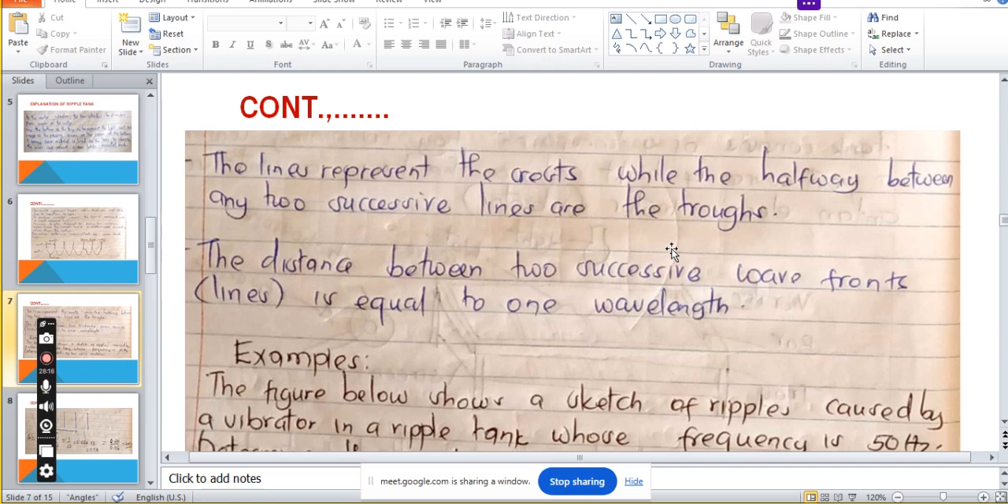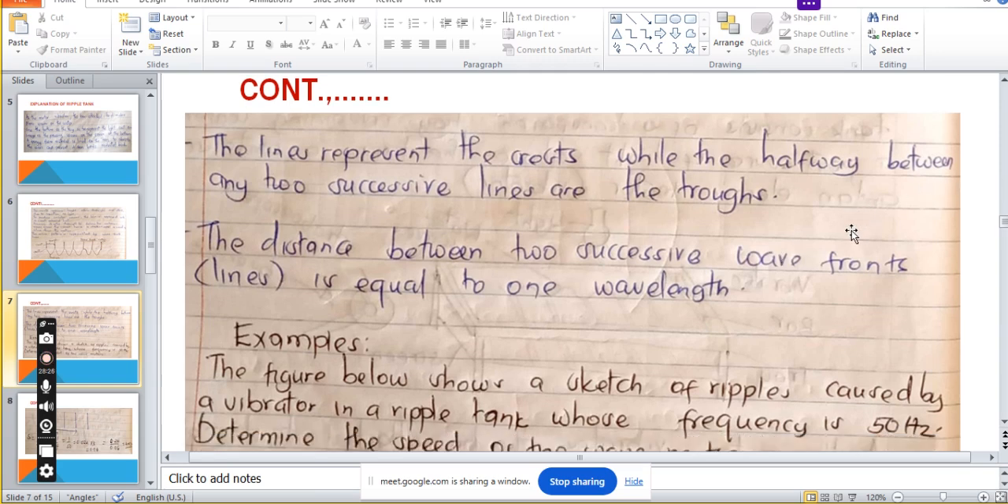Okay, the lines. Yes, Diana, continue. The lines represent the crest, while the halfway between any two successive lines are the troughs. Yes, so the distance between the two successive wavefronts is equal to one wavelength.